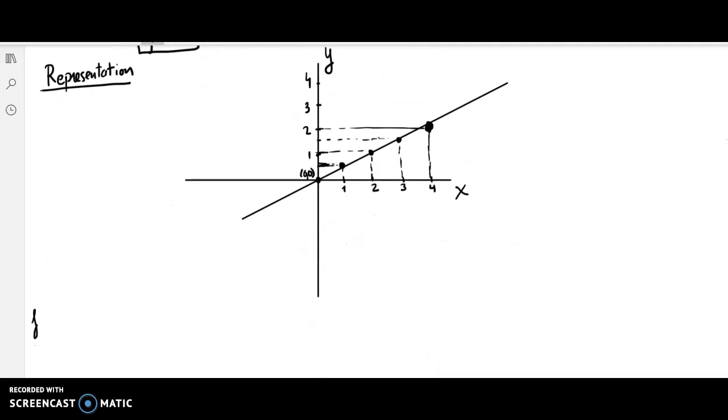You can continue the line. As you can see, we can continue the line to the left down, and we can continue the line up. Okay? So this line can continue all the time.